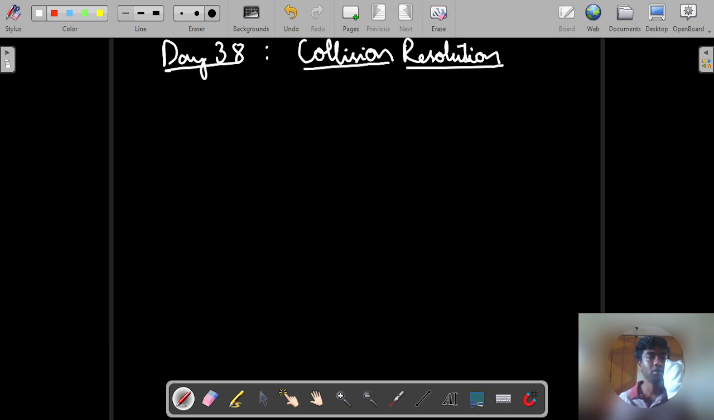Hello and welcome everyone. In this day 38 learning, we are going to be looking at collision resolution. In the last day learning, day 37, we looked at hashing basics and a simple hash function which can be used to hash and store values of numbers and strings. So we also came across collisions in either the numerical type hash values or key type hash values.